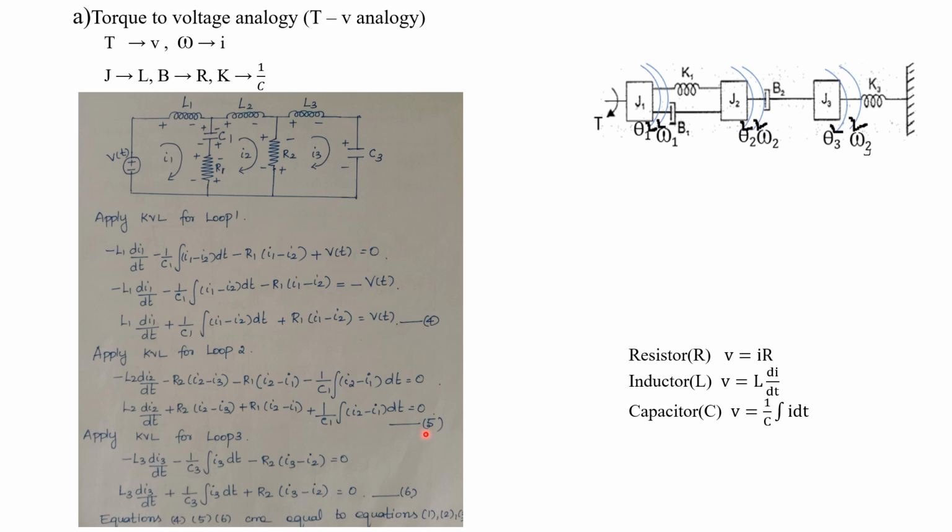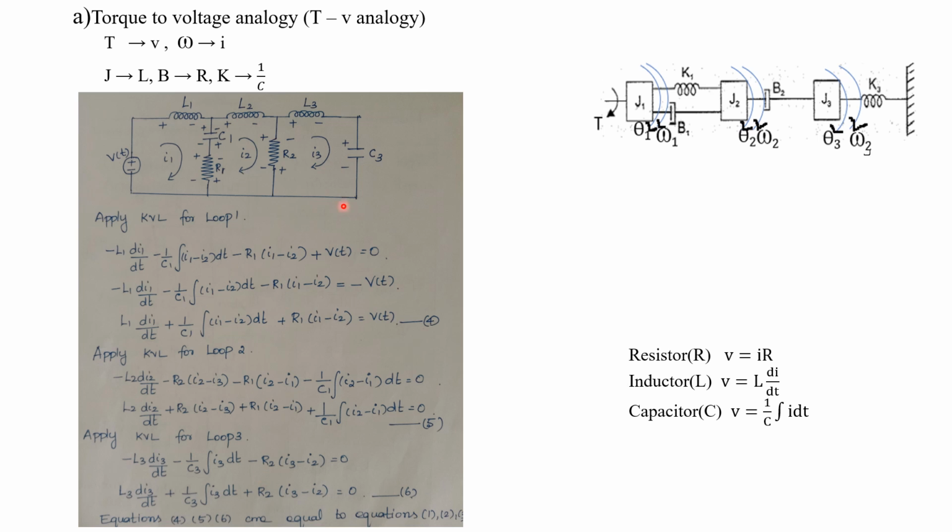Okay, now for loop 3, we are going to apply Kirchhoff's voltage law. We can start from here, from plus to minus, it will be minus. The voltage drop across the inductor L3 will be L3 into di3 by dt, because I3 is the only current flowing through this L3. The next, plus to minus, it will be minus. What about the voltage drop across the capacitor? 1 by C3 into integral I3 dt, I3 is the current flowing through this C3.